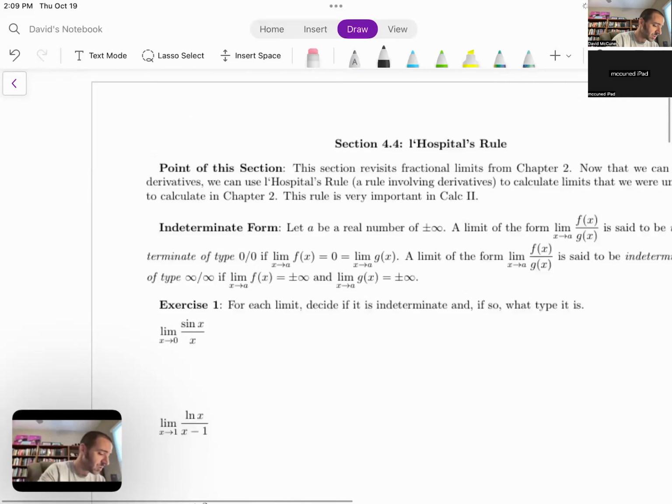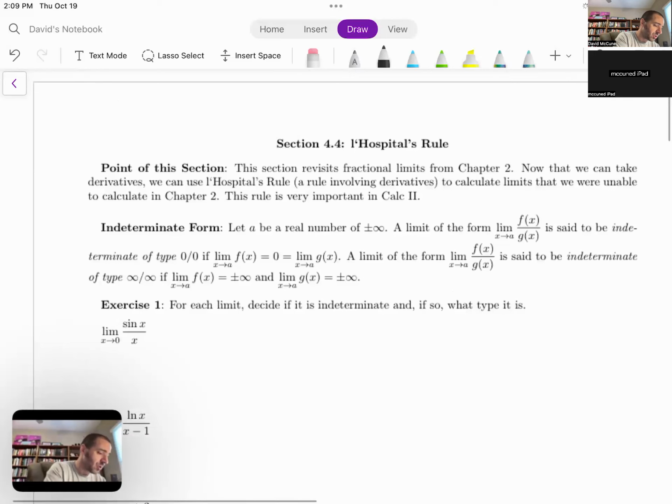Okay, so here's how the rule works. It says, suppose you're trying to take the limit of a fraction. So the fraction there, just like in the example, sine x over x. You're trying to take the limit of a fraction. That limit is said to be indeterminate of type 0 over 0 if the top and bottom both go to 0. So sine x goes to 0 as x goes to 0. X goes to 0 as x goes to 0. So sine x over x has that form.